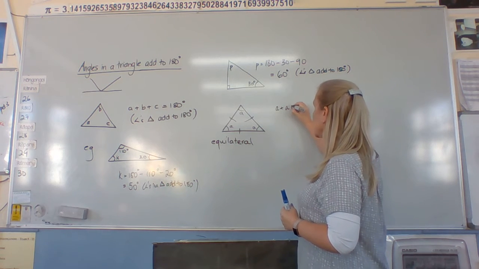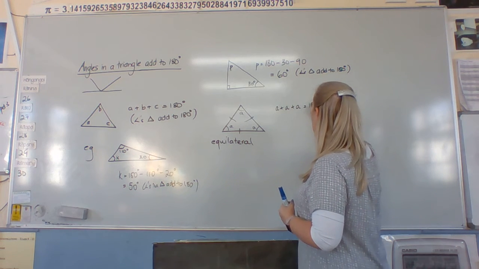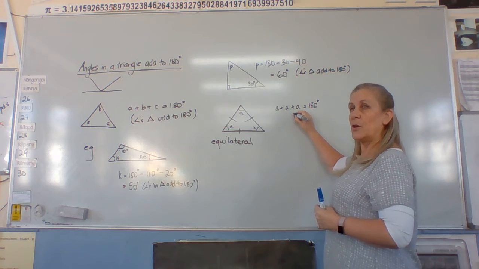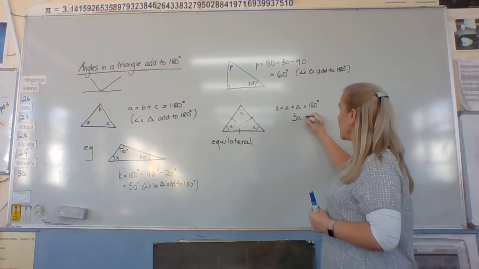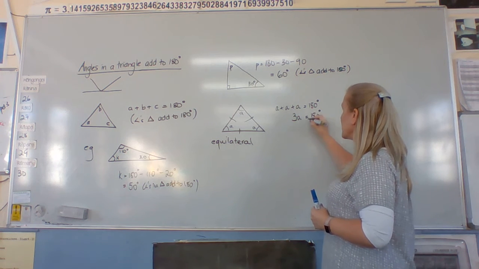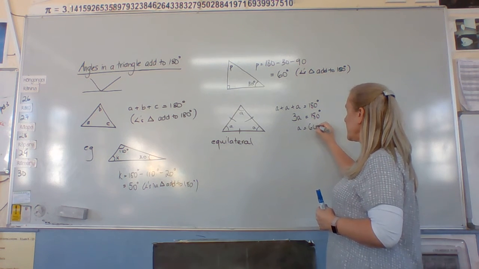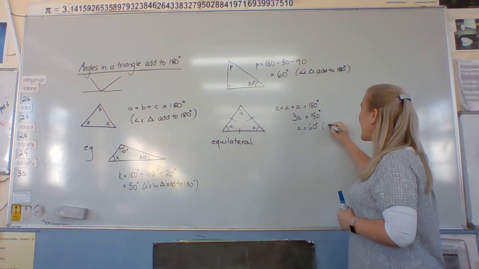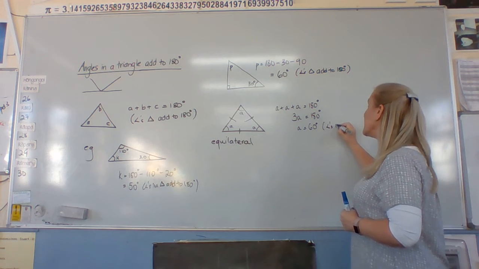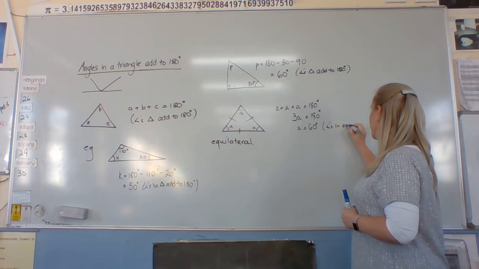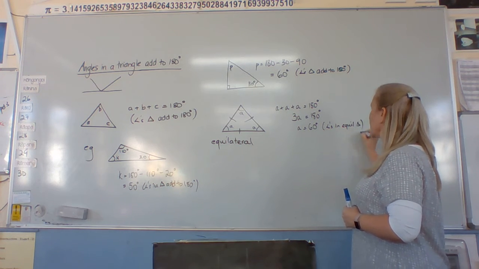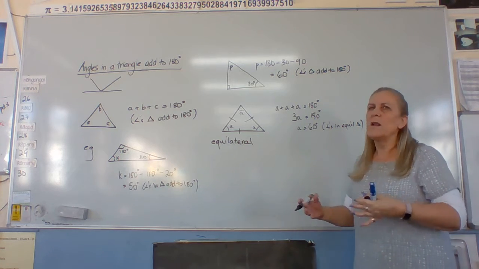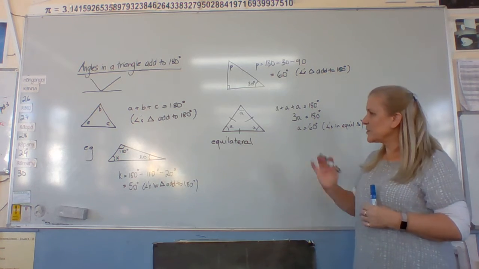A plus A plus A. Good bit of algebra. What does A plus A plus A equal? 3 A's. So 1A is going to be 60 degrees all the time. All right. We can write for this one angles in an equilateral triangle, because we all know that they're equal, to 60. Doesn't matter what size the lines are, that's always true.